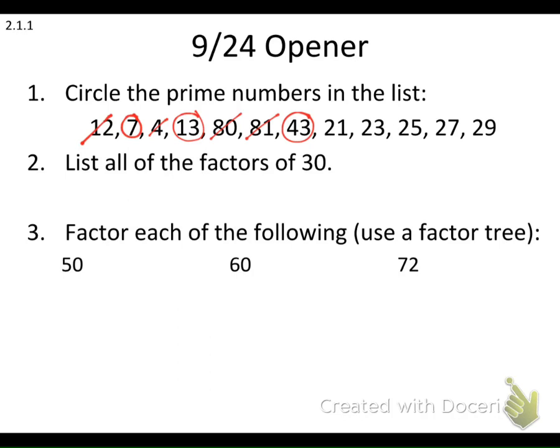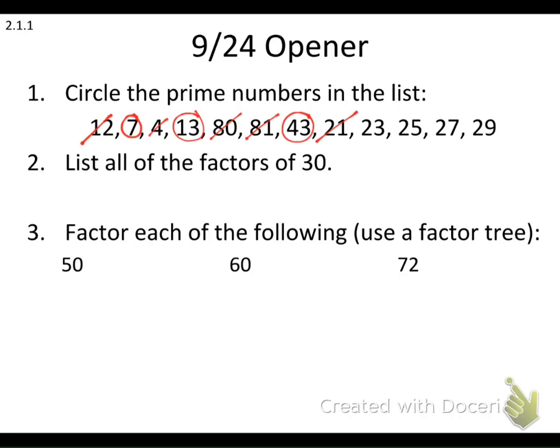3 times what will get you to 21? Get your multiplication charts out, you guys, if you don't know. 3 times what will get you to 21? 7. So right there, it has 4 factors. Because it has 4 factors, I know that it is not prime, because a prime number only has 2 factors.